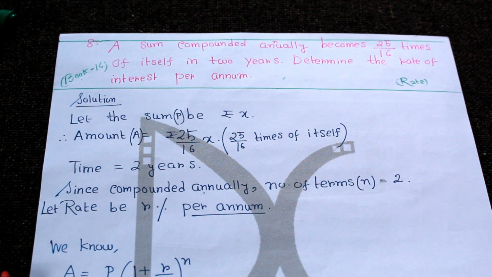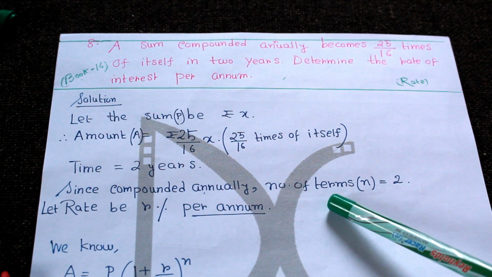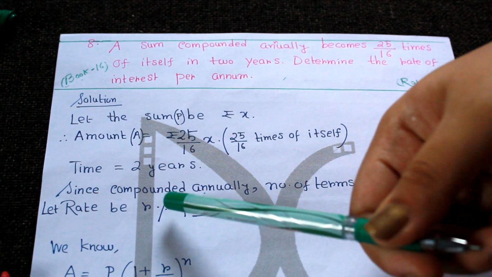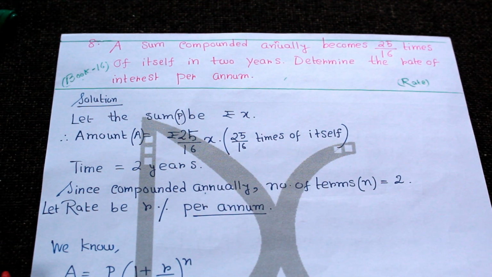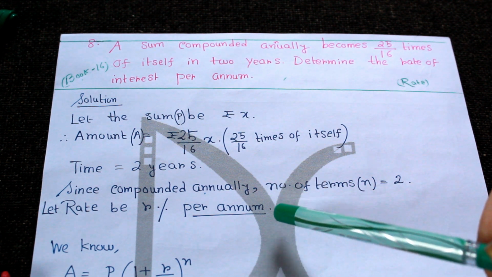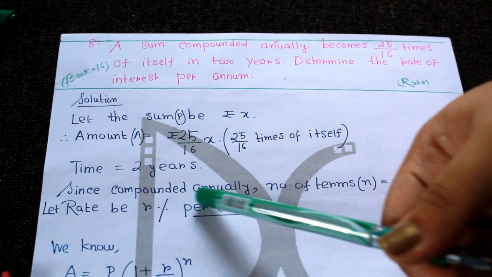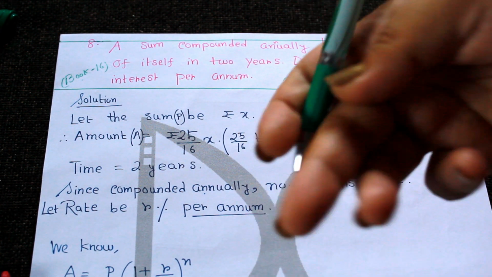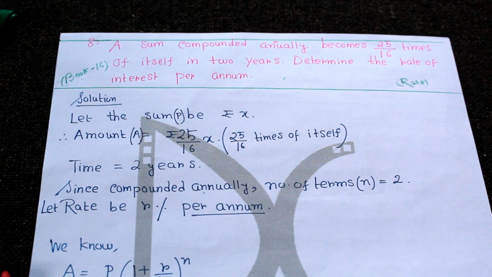If it is told that the interest is calculated semi-annually, then you take this r as per half year. Or if it is given quarterly, then you take r percent per quarter. At last you will multiply it by 4 or something to get the per annum rate. Whatever interval is given to you, you take the things in that way only. So now put in the formula, that is our work.